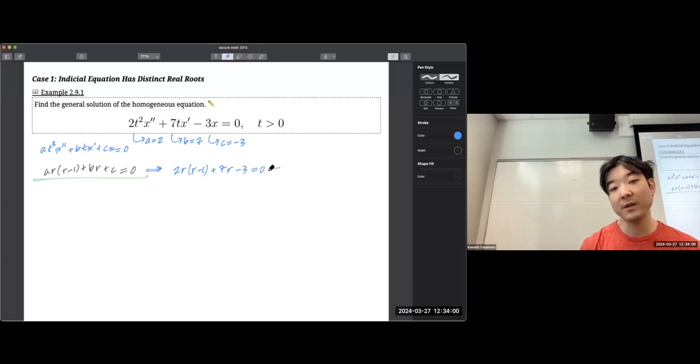And you can multiply all this out. This is going to be 2r squared minus 2r, but plus 7r, so it's going to be plus 5r. And then you'll have a minus 3 equal to 0. And then you can factor this. So if you factor this, you'll end up getting (2r minus 1)(r plus 3), which gives us that r is equal to 1/2 and -3.